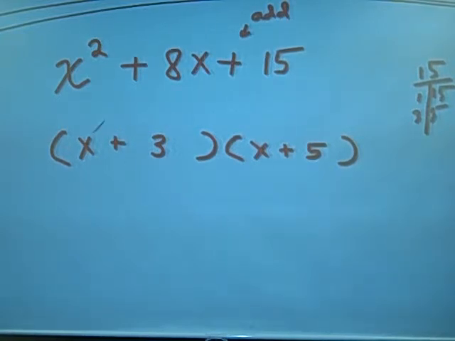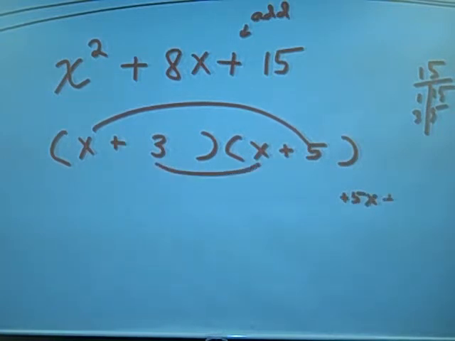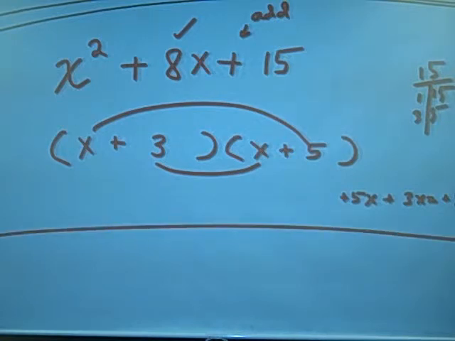Let's check it. X times 5 is plus 5x. And 3 times x is plus 3x. That gives us our plus 8x. That's a plus 8x, so it checks. Always check your factoring. All right? Questions with that?